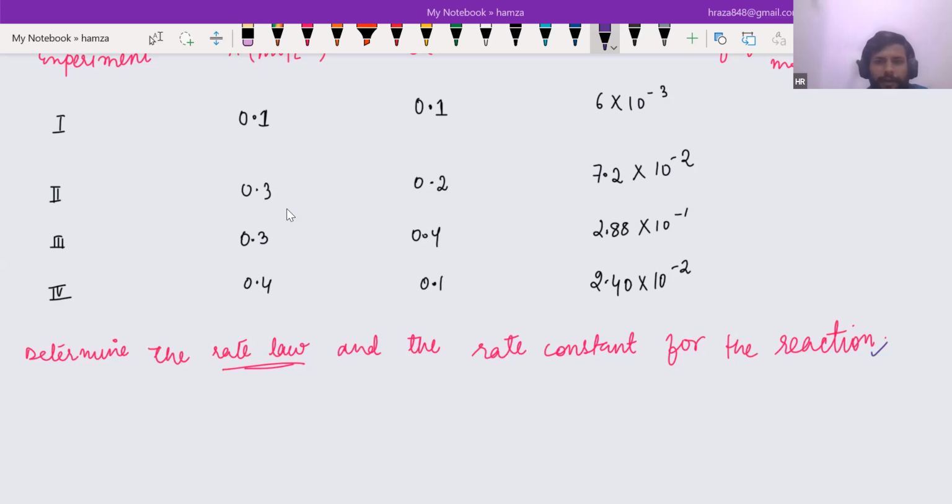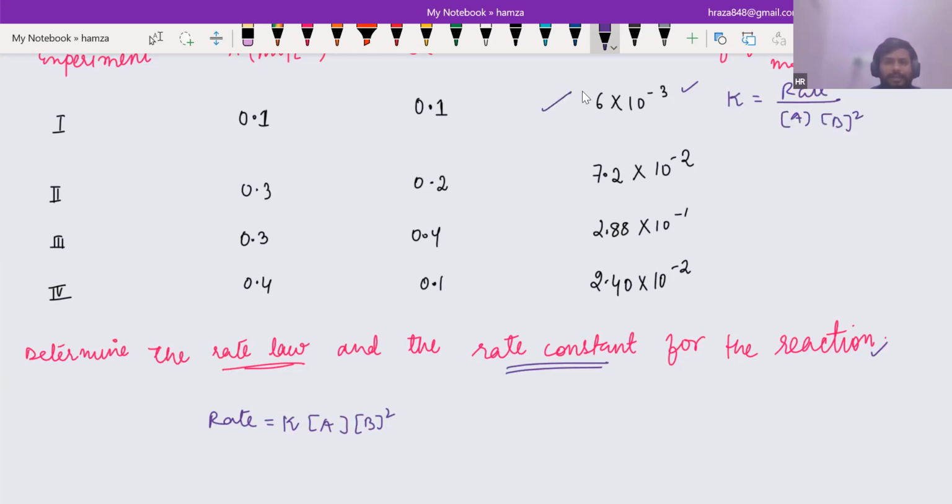Very good, Sneha. You have got the right answer, that is, rate is equal to k into A into B square, B raised to the power 2. Now you need to define k for each reaction. So k will be equal to rate upon A into B raised to the power 2.